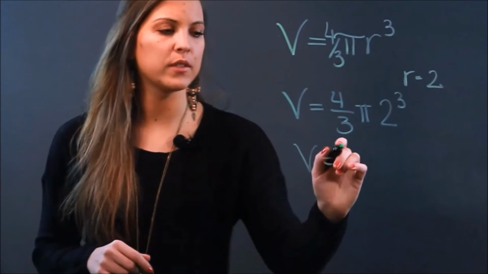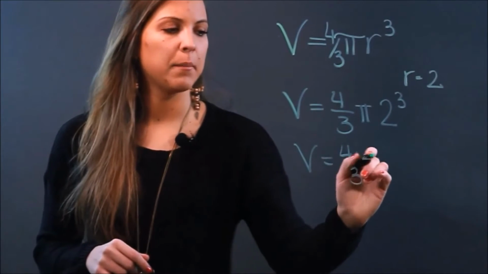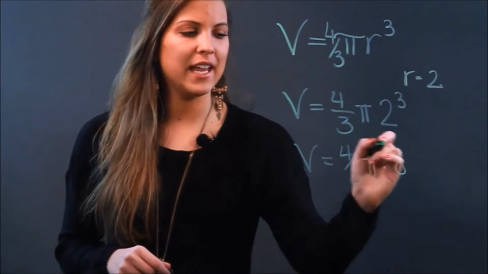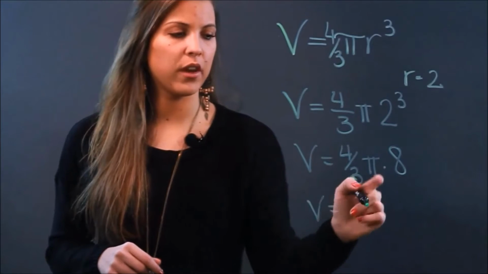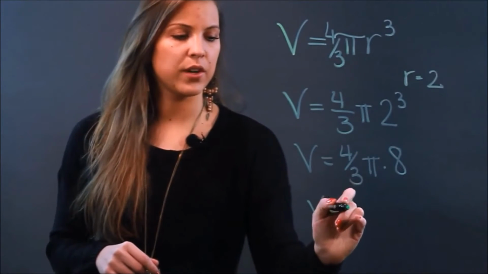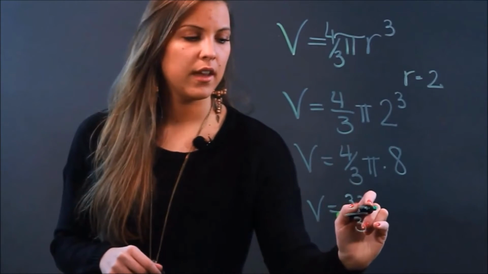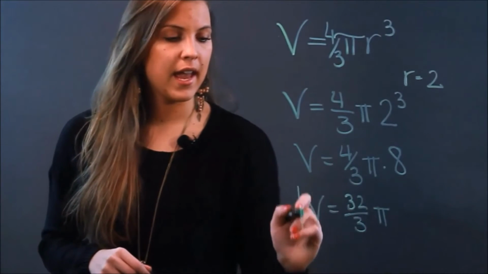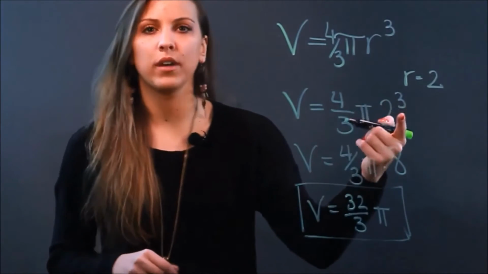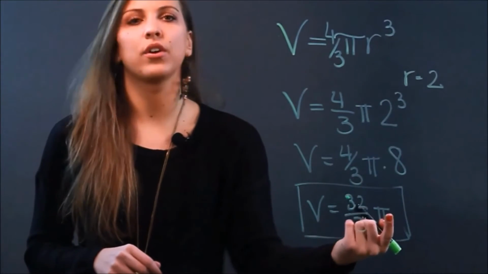So we have V equals 4/3 pi, and now 2 cubed means 2 times 2 times 2. So that's 8. So we can simplify a little further now. I'm going to multiply 4/3 times 8. So that's 4 times 8 is 32/3. And I'm just going to bring over my pi, and I can actually leave it right in that form. So the volume of this specific sphere with a radius of 2 would be 32/3 pi.